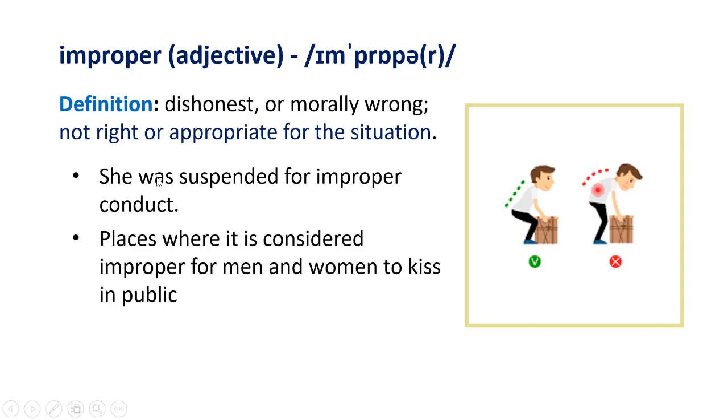Okay, and we have the second example of how we use the word improper. Places where it is considered improper for men and women to kiss in public. And you know, these days, when a man and a woman kiss in public places, it is okay and acceptable if they want to show their love. But there are several places where a man and a woman cannot kiss. So here we have this sentence: places where it is considered improper for men and women to kiss in public.